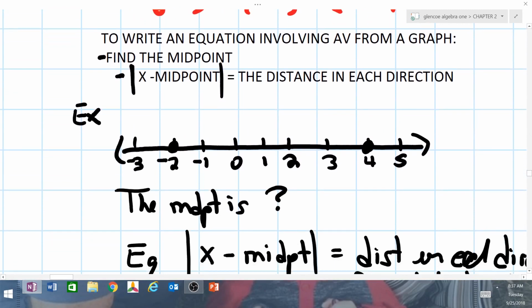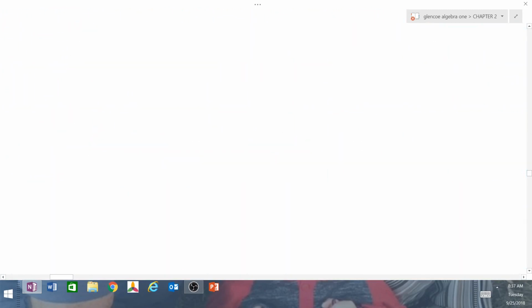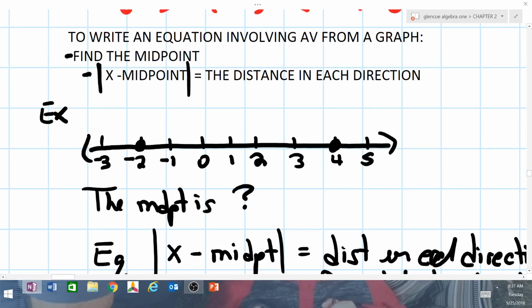Okay, the last example that I'd like to do for you today is right over here. To write an equation involving absolute value from a graph, the first thing we are going to do is find the midpoint.